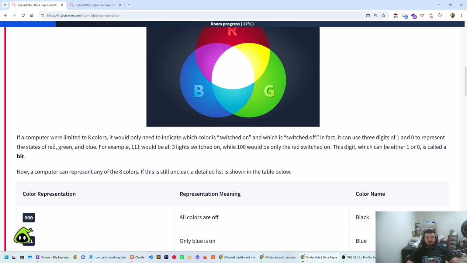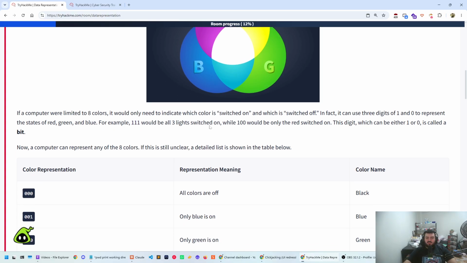So if a computer were limited to 8 colors, it would only need to indicate which color is switched on and which is switched off. In fact, it can use 3 digits, 1 and 0, to represent the states of red, green, and blue. For example, 111 would be all 3 lights switched on, while 100 is only red on and both others switched off, which would equal the color red. Only the red switched on. This digit, which can be either 1 or 0, is called a bit.